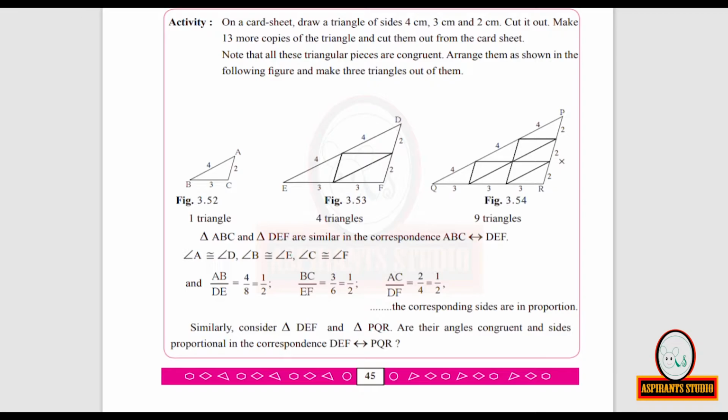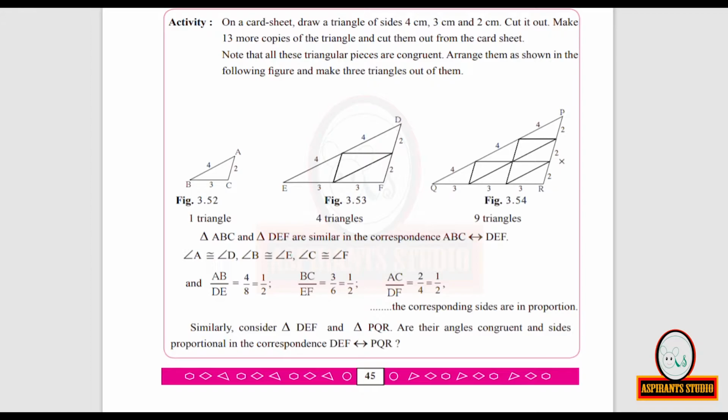Also, you can see the measure of angle A to be equal to the measure of angle D. If you measure and see, they will be equal. So the angles are congruent. Angle A is congruent to angle D.